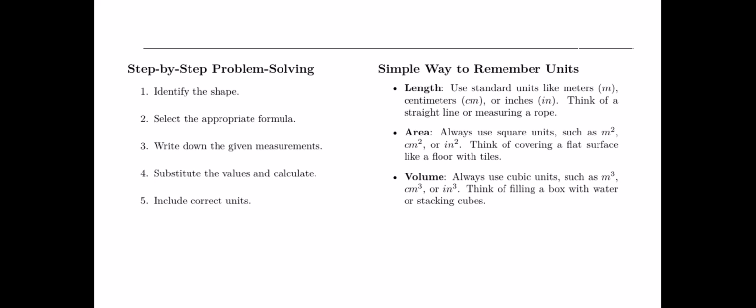Now, a simple way to remember units. If we're talking about a length, like the perimeter, we just use a standard unit like meters, centimeters, or inches. If we're talking about an area, we're talking about square units, like meters squared, centimeters squared, or inches squared. Volume, which we'll talk about in the next lecture, is always cubic units, like meters cubed, centimeters cubed, or inches cubed.